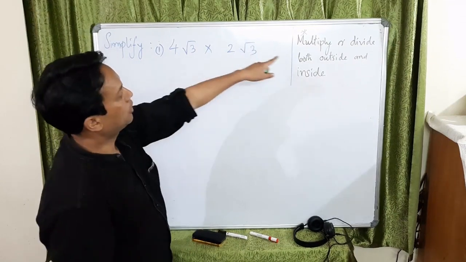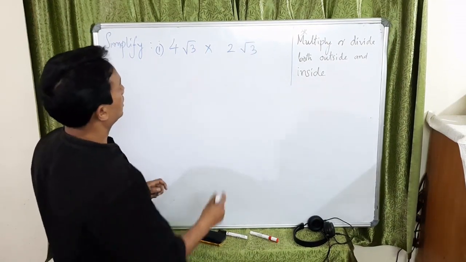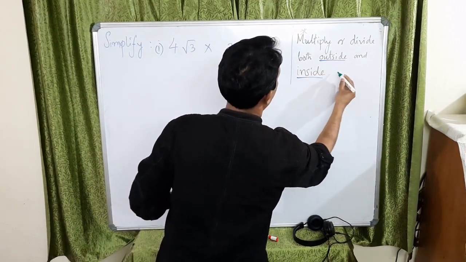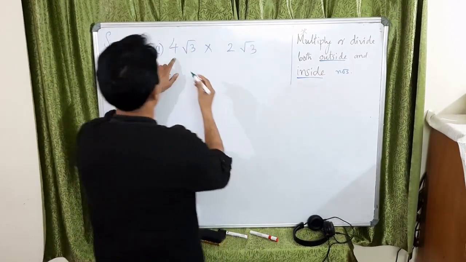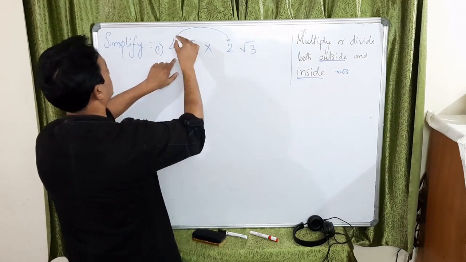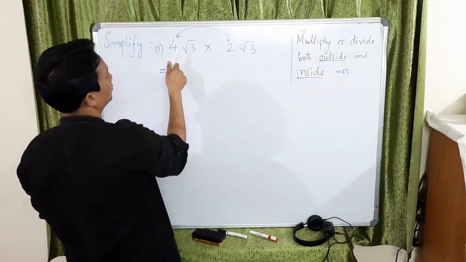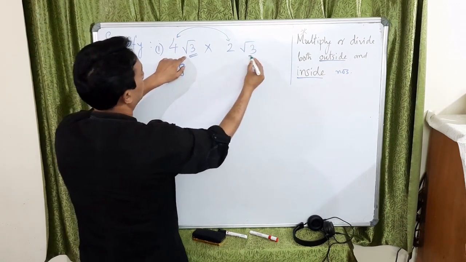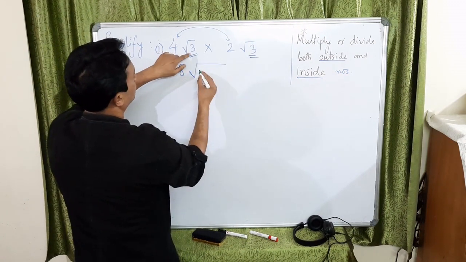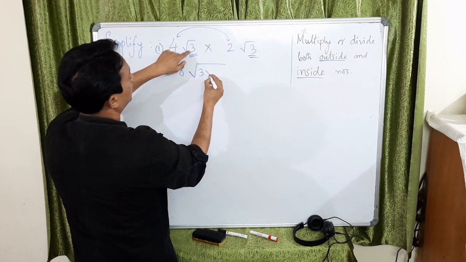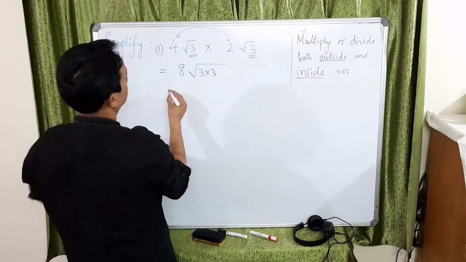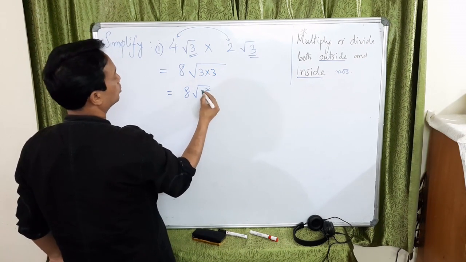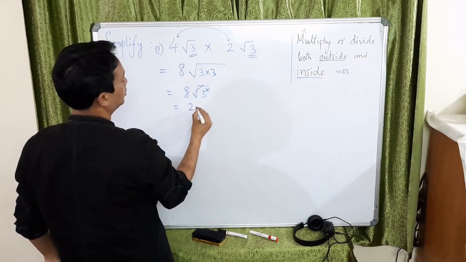Learn how to multiply or divide the radicals. Now when you multiply, remember I have written it down, both outside and inside numbers. That means first we will multiply outside numbers. These are the coefficients. So first we'll multiply 4 into 2, 8. And then inside numbers. Inside we have root 3 into another root 3. But 3 into 3 will become 3 square. So square and square root will cancel. This will be 8 into 3, 24.